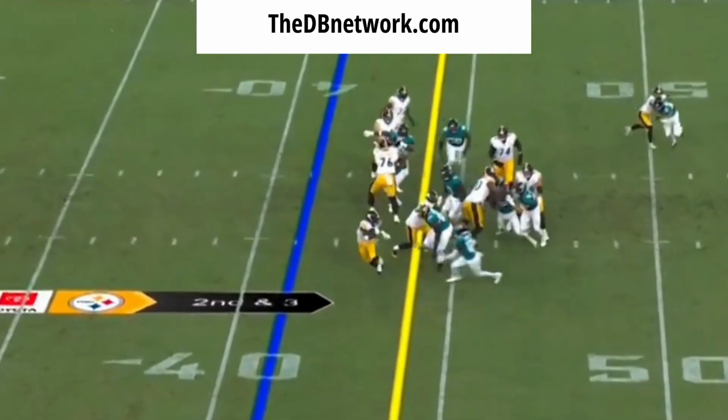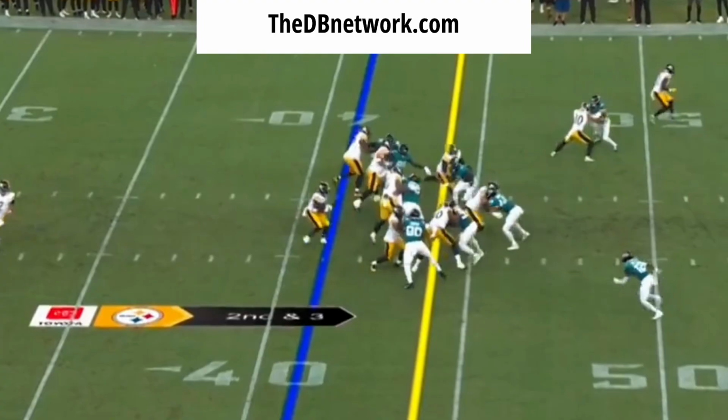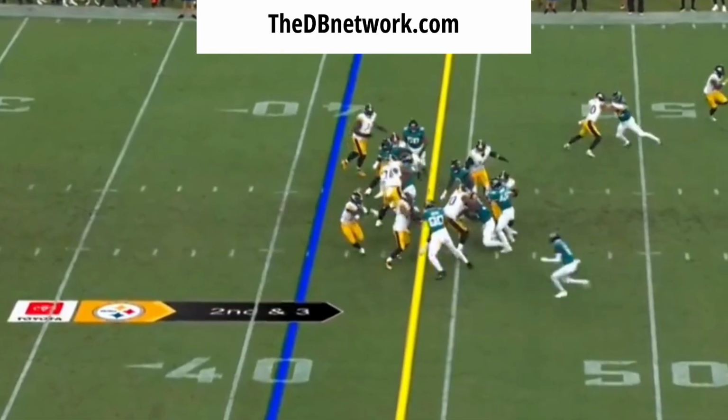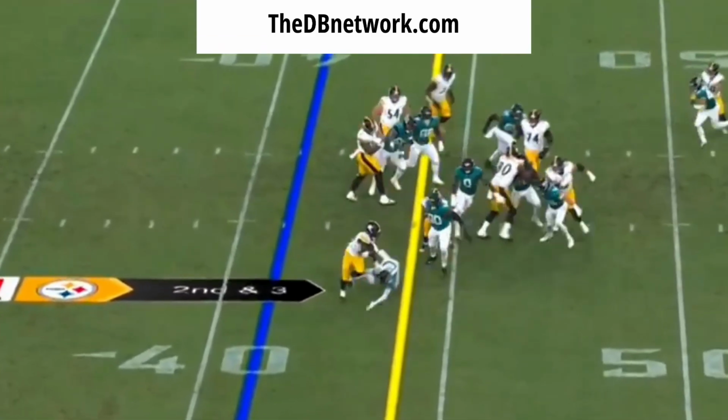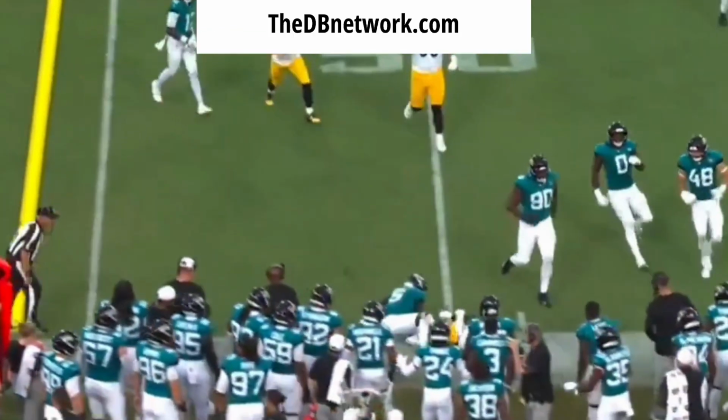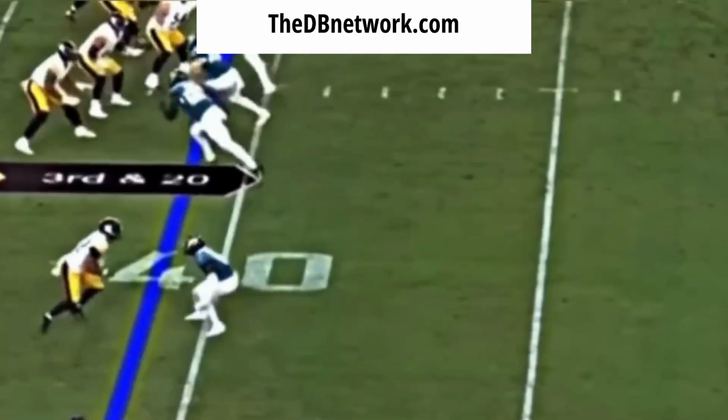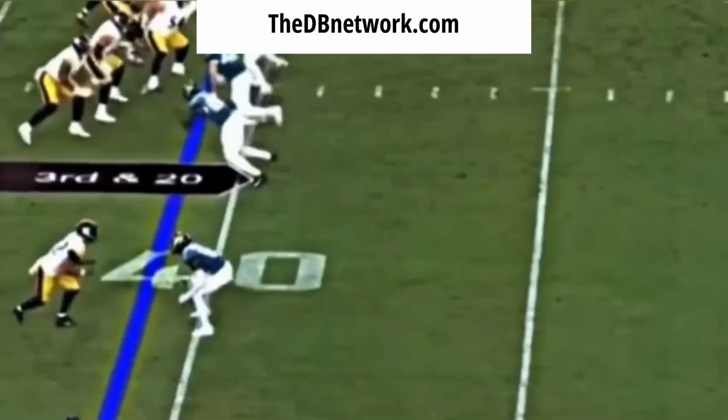And again, I think this mistake can be corrected in the film room, which is not too concerning. But this next clip is actually kind of concerning to me. All right, so first thing I'll say is that it's 3rd and 20, and the reason why that's important is because I think that's why we overplay this outside release.